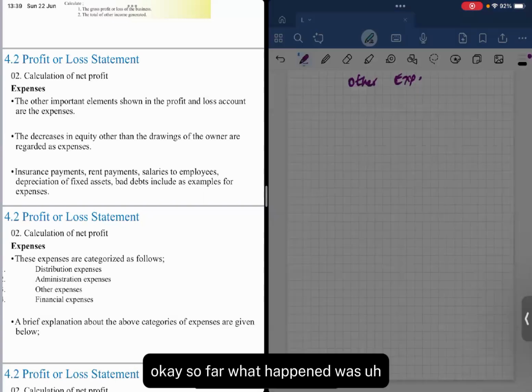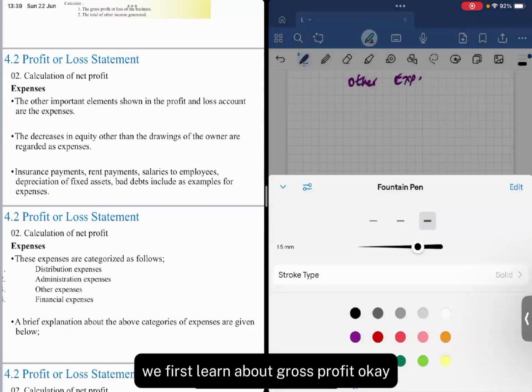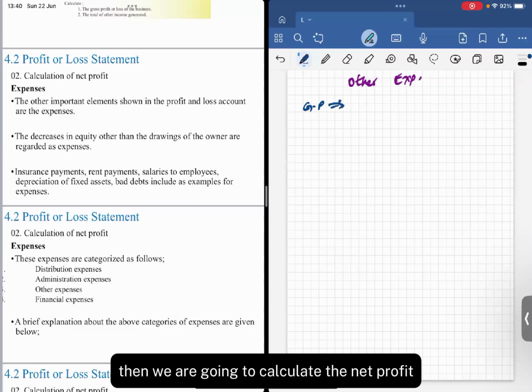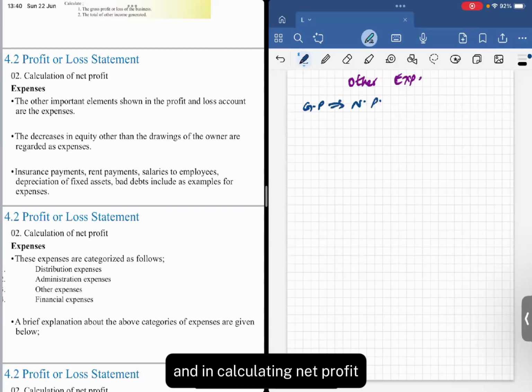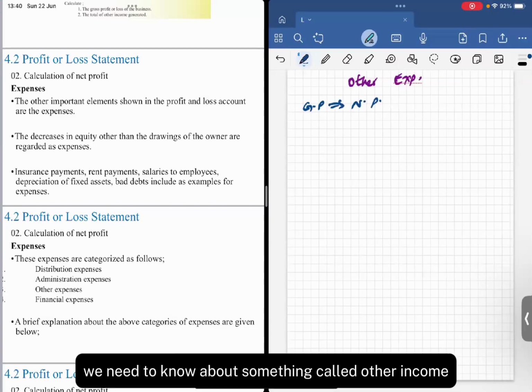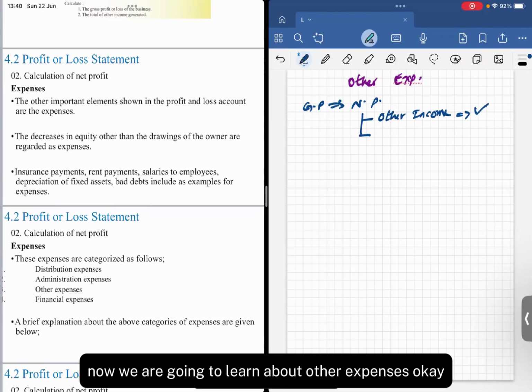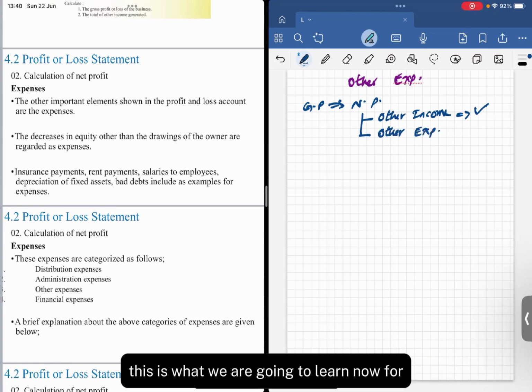Okay, so far what happened was we first learned about gross profit. Then we are going to calculate the net profit, and in calculating net profit, we need to know about something called other income. This other income we have learned. Now we are going to learn about other expenses.